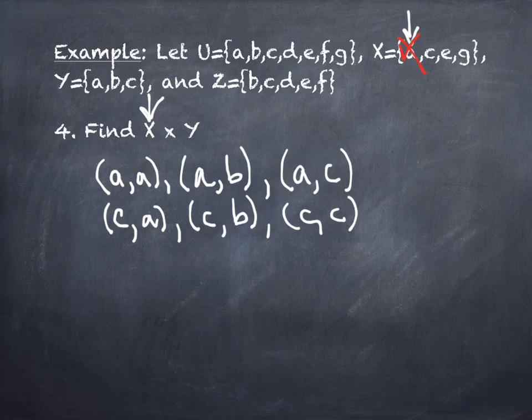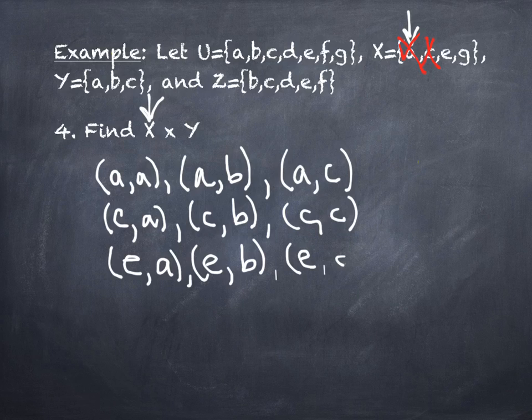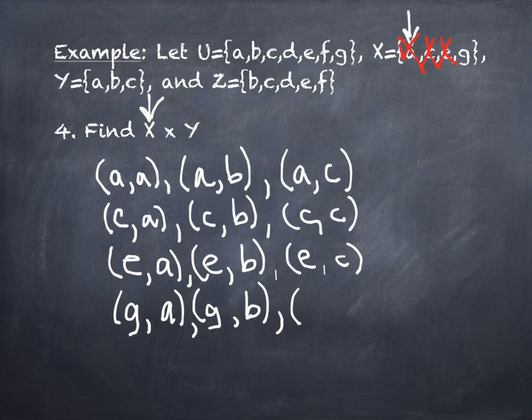And I'm done with C. And I'm moving on to what letter? E. And I can list E and A, and then E and B, and then E and C. And I'm done with E. How about G, last one? G and A, G and B, going in order, Tyler, G and C.